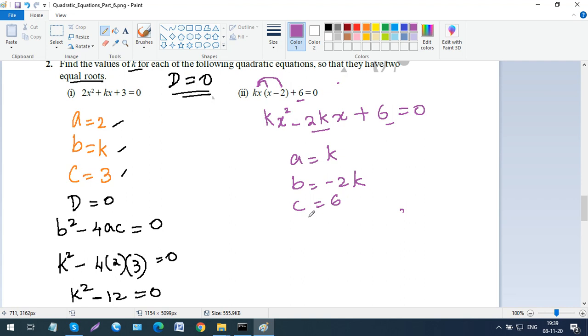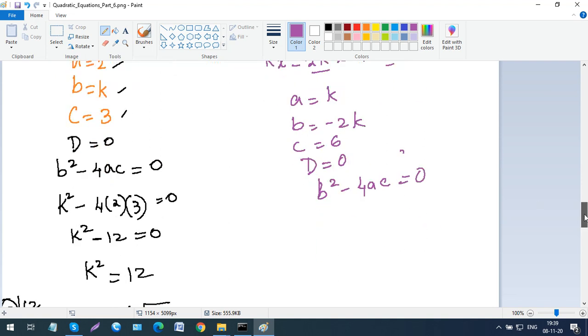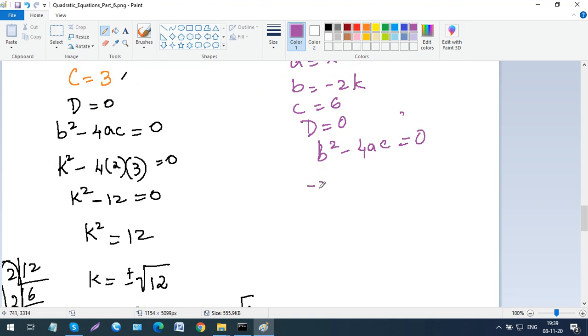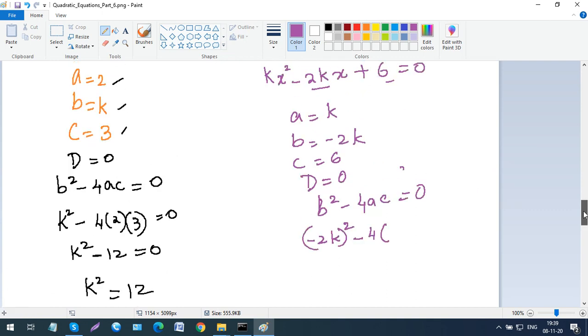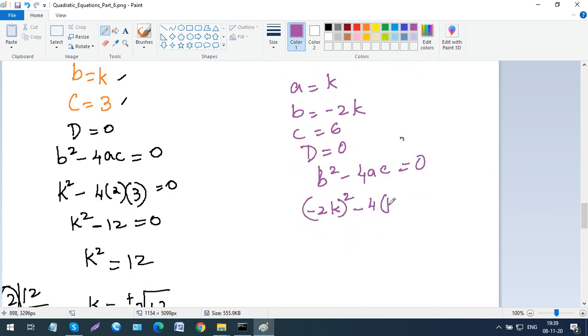So you are supposed to have D equals 0. So b square minus 4ac is supposed to equal 0, right? What's your b? Minus 2k the whole square minus 4 into what's your a? Your a is k again, and c is 6, should equal 0.